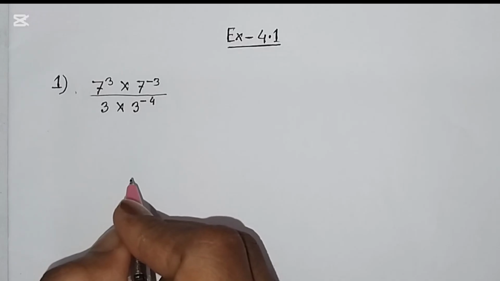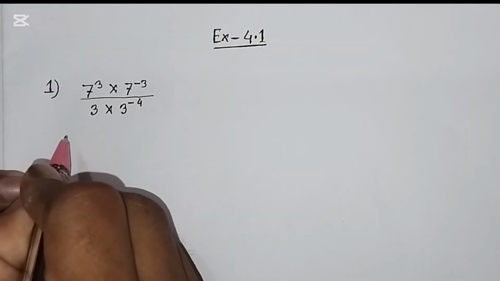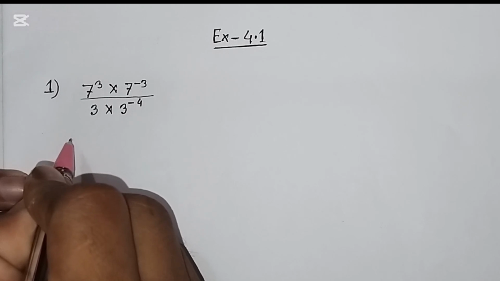Students, today we will solve some exponent related math problems, chapter 4.1. Number 1: 7 cube into 7 inverse 3, divided by 3 into 3 inverse 4.